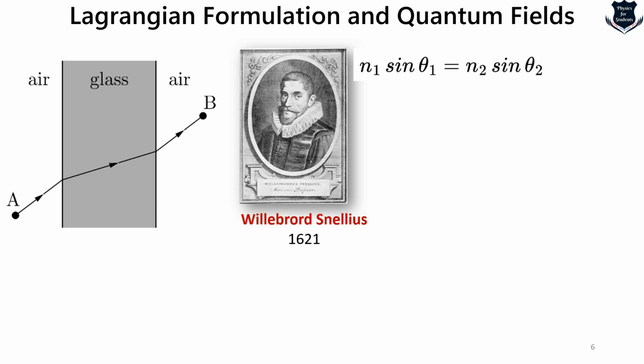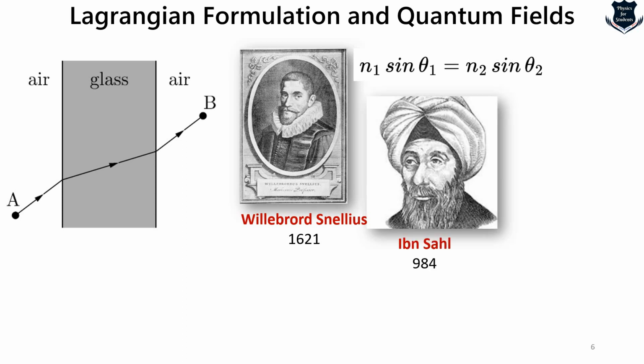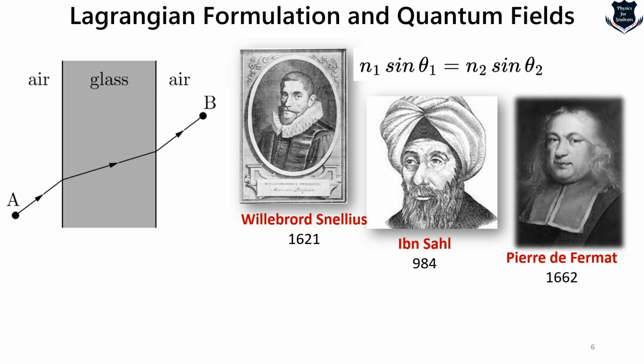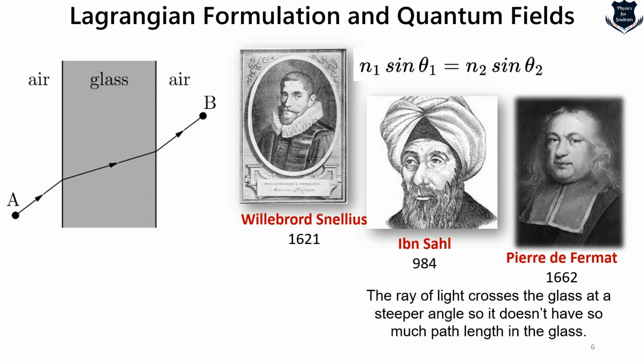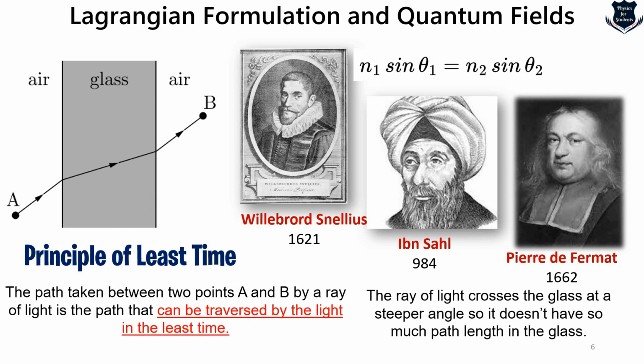Nothing extraordinary, isn't it? But here is a fact that prior to Snell's law, there was an Arab mathematician, Ibn Sahl, around 984 AD, who discovered the refractive index, and that credit goes to Ibn Sahl. In 1662, the famous French mathematician and physicist Pierre de Fermat produced an ingenious method of deriving Snell's law on the basis of what is called the principle of least time. This states that the path taken by light between two points A and B is the path that can be traversed in the least time.